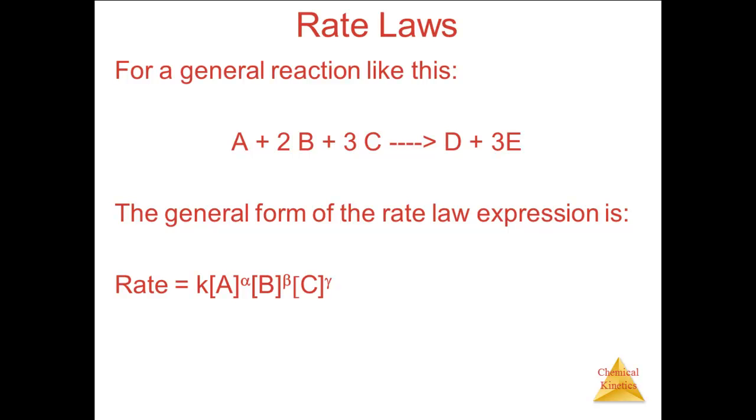You should note two things about this expression. First, it includes each of the reactants, no matter how many there are. Second, the value and units of k will depend on the overall order of the reaction. The units of the rate are molar per time, which must be the same as the units of k times molar raised to the alpha plus beta plus gamma power.